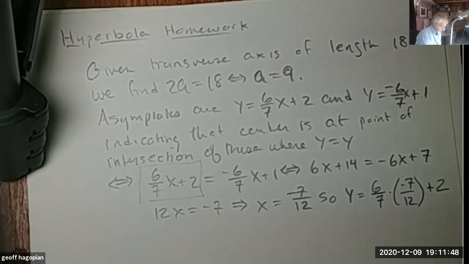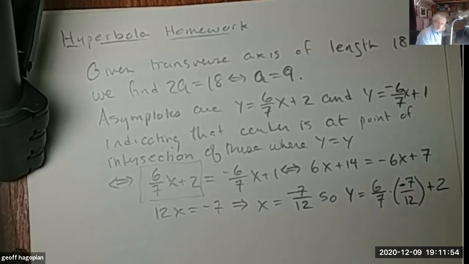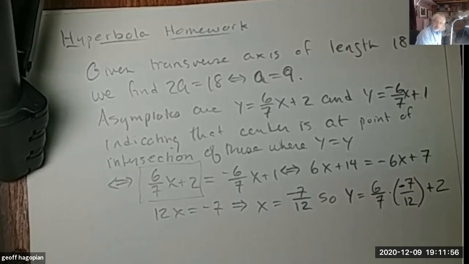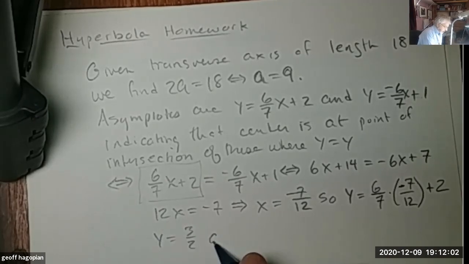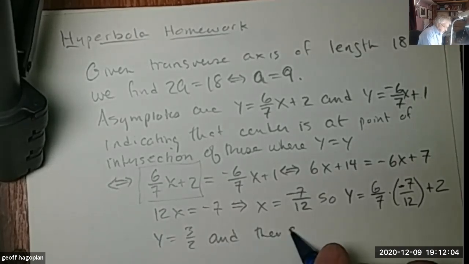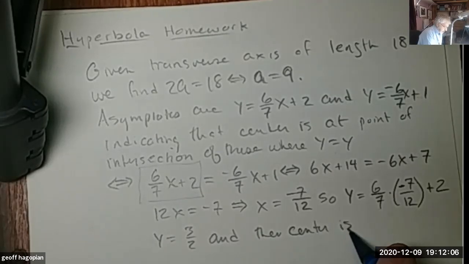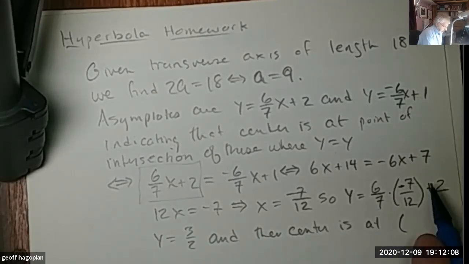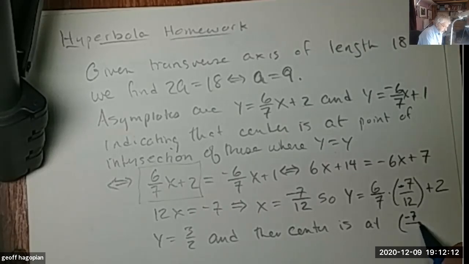And the 6/12, that'd be negative 6/12, right? Is going to be negative 1/2 then, plus 2. So y equals 3/2, and the center is at x is negative 7/12. It is what it is. And y is 3/2.